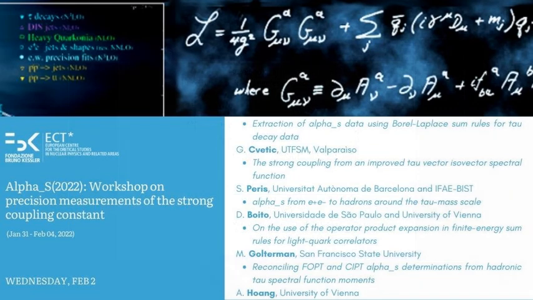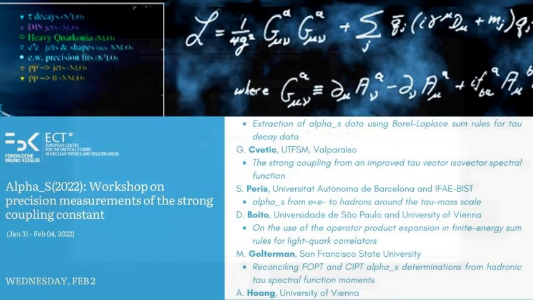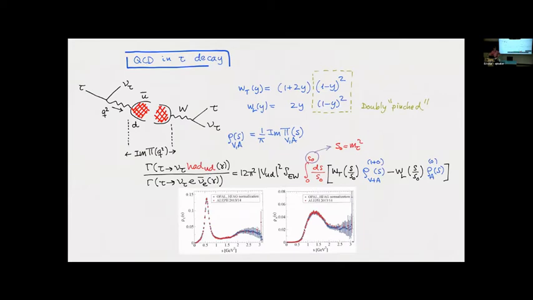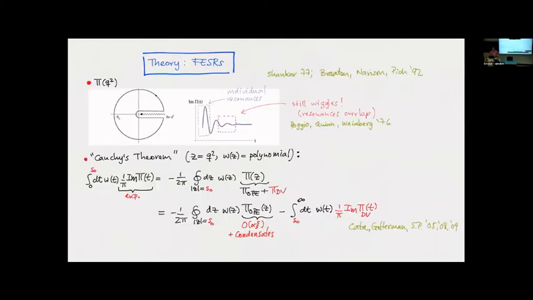Okay, perfect. So I'm going to be talking about a new determination of alpha_s from an improved tau vector spectral function. I'm going to skip the introduction because Tony Pich already did a good job on this part. I'm going to jump directly into the object that contains all the physics, which is the vacuum polarization. And this is the analytic structure of this function.